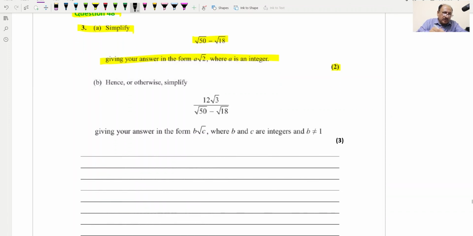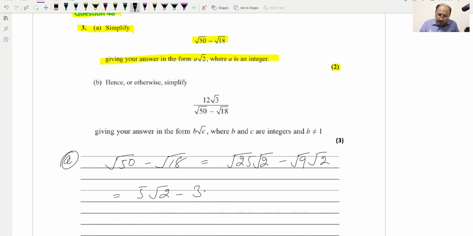So a part we can write as under root 50 minus under root 18, and this will be equal to, we can write 25 under root and 2 under root, and minus we can write as 9 under root and 2 under root, and we can rewrite it as 5 under root 2 minus 3 under root 2, and this is equal to 2 under root 2, and this will be the final answer for 2 marks, where a is equal to 2.